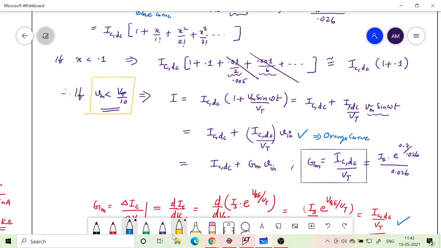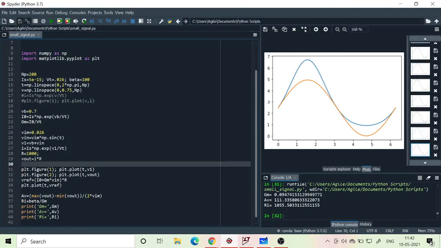This one. So this is the condition for linear approximation. Only under that condition are the both going to look alike. Okay, so let's go back to that condition.